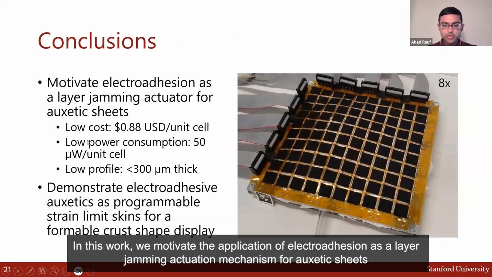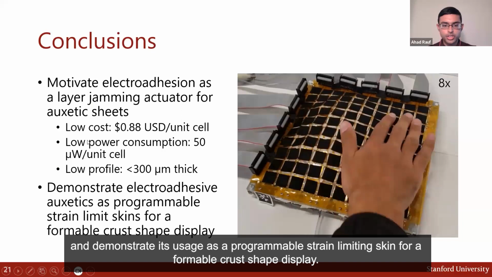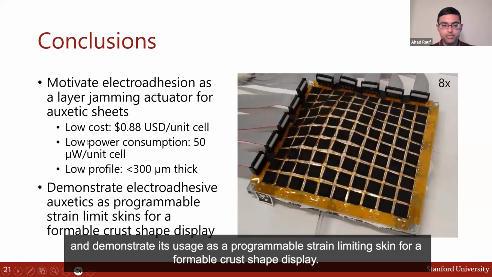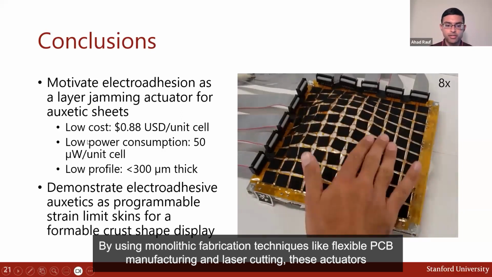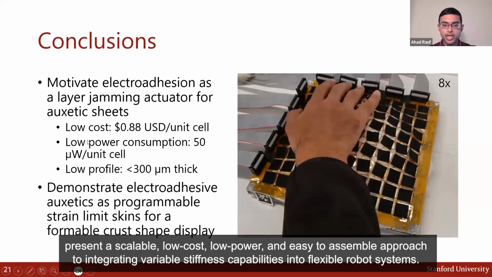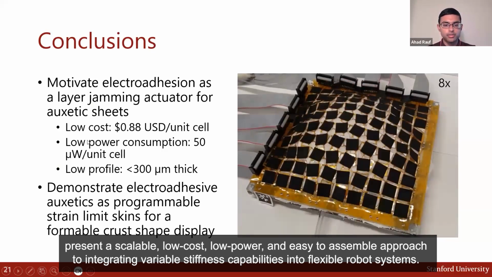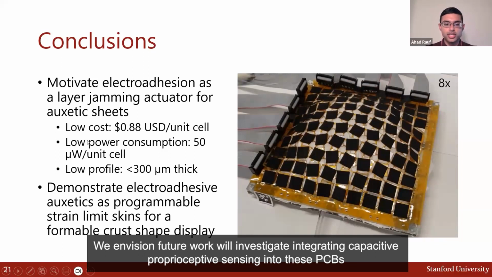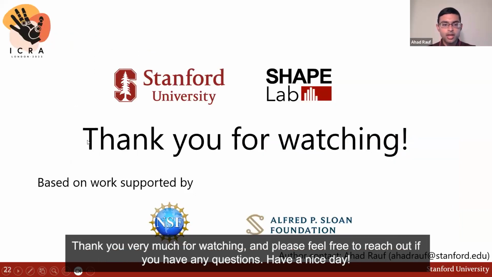In this work, we motivate the application of electroadhesion as a layer jamming actuation mechanism for auxetic sheets and demonstrate its usage as a programmable strain-limiting skin for a formable crust shape display. By using monolithic fabrication techniques like flexible PCB manufacturing and laser cutting, these actuators present a scalable, low-cost, low-power, and easy-to-assemble approach to integrating variable stiffness capabilities into flexible robotic systems. We envision future work will investigate integrating capacitive proprioceptive sensing into these PCBs and exploring more auxetic patterns to increase flexibility.